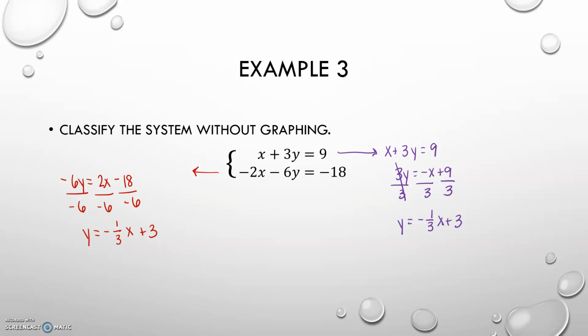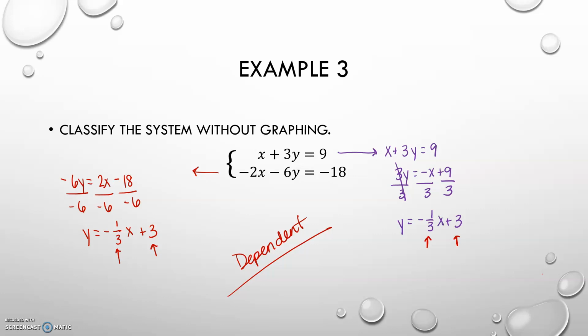So are our slopes the same or different? Are our y-intercepts the same or different? And then what does that mean? Since my slopes are both negative 1/3 and they both have a y-intercept of 3, that means that when I graph these, I'm going to get the same line. So these are going to be dependent. So that's how we can classify a system without graphing.